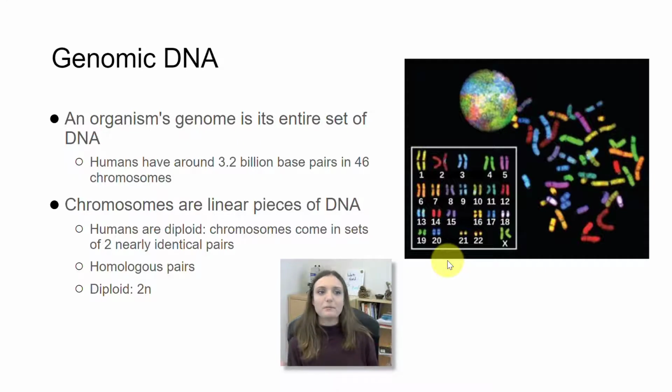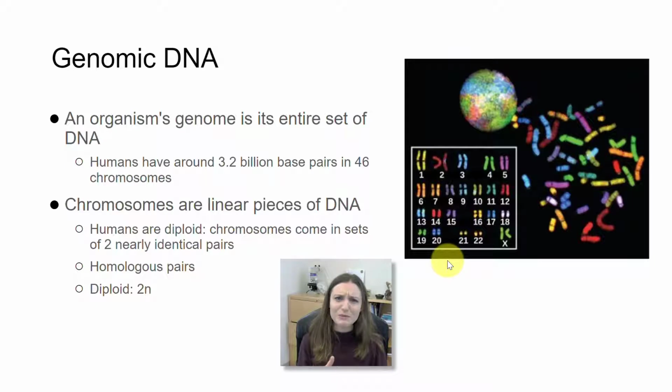But so we have about 3.2 billion base pairs across our 46 chromosomes, roughly. So a base pair is A and T bonded together, or G and C bonded together. Those two bases of DNA bonded together, that's a base pair. So about 3.2 billion of those, roughly, in all of our DNA.